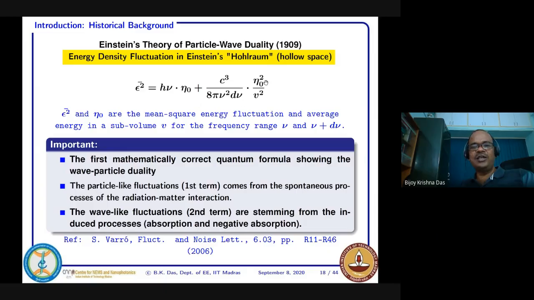And astonishingly, he got these two terms. I think this is a nice paper here. If you want to read what is the thought behind this derivation, you can find it. That was recently reviewed very nicely by Varu, in Fluctuation and Noise Letters in 2006. It was done in 1909, but you see that interest still goes on till 2006. I even saw some paper on this theory very recently also.